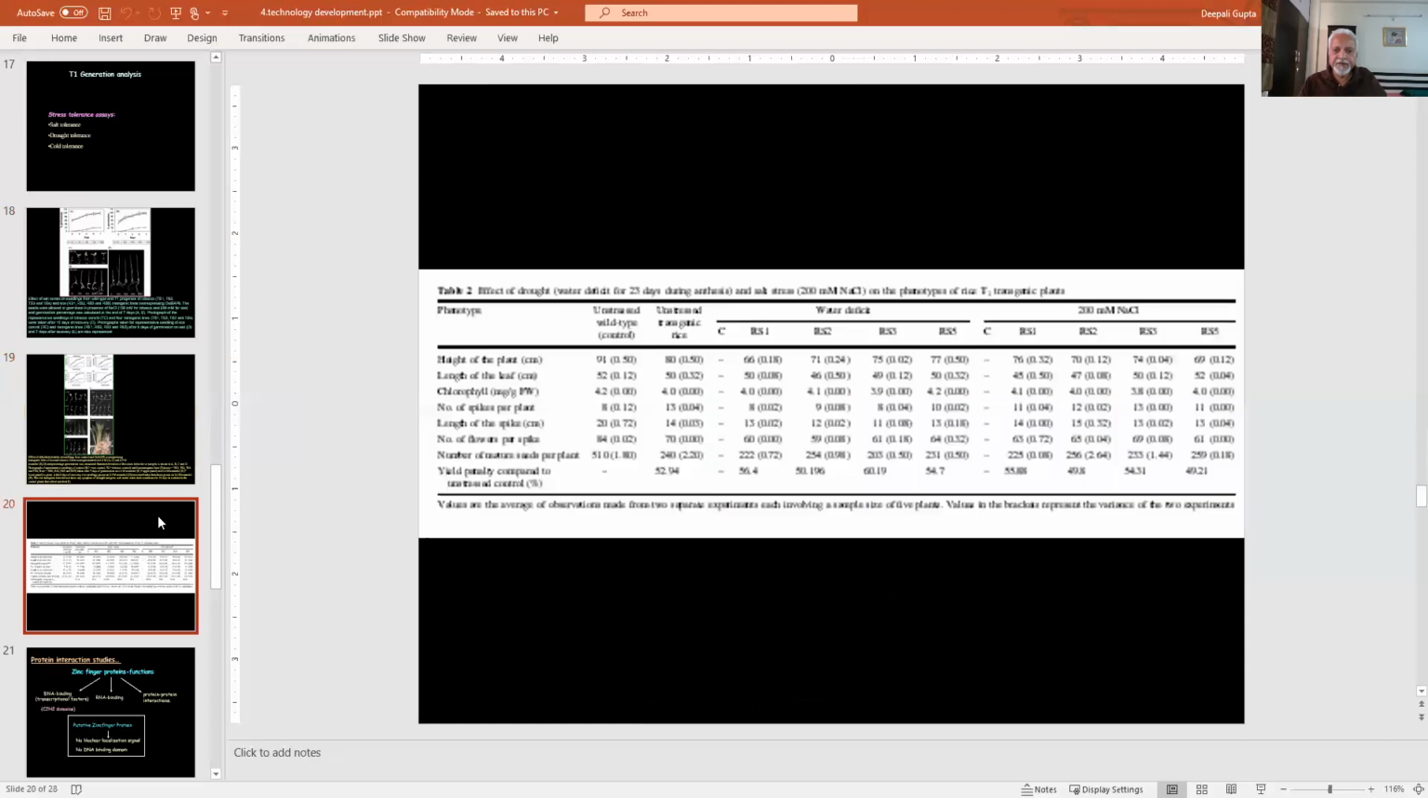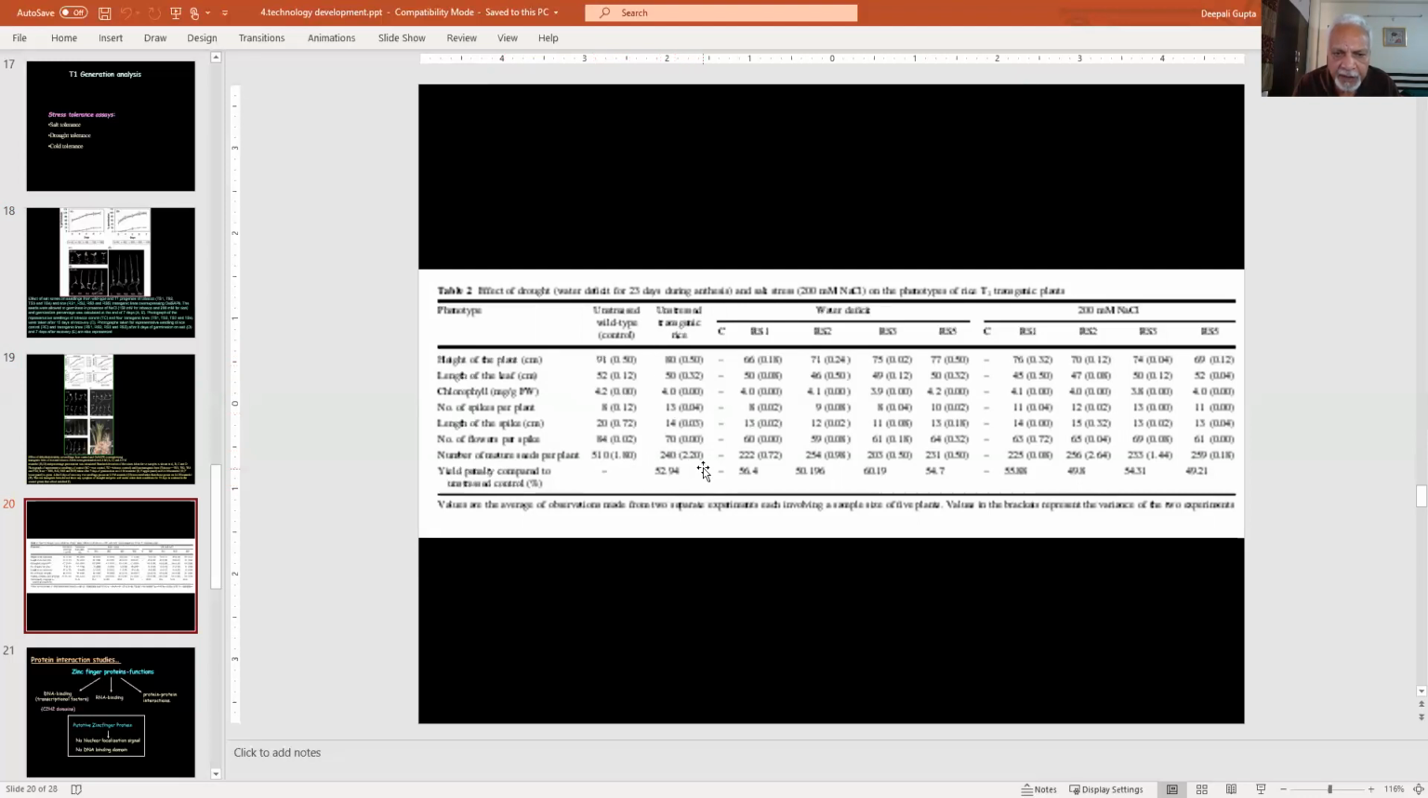But then what was seen is the productivity part, when the plants were taken to the greenhouse, and in the greenhouse they were exposed to salt and drought conditions. These are the normal plants grown under normal conditions, and the transgenic plants grown under normal conditions. These are the parameters they were assessed for, and if you see the transgenic plants, they match one-to-one with the controls grown under normal conditions.